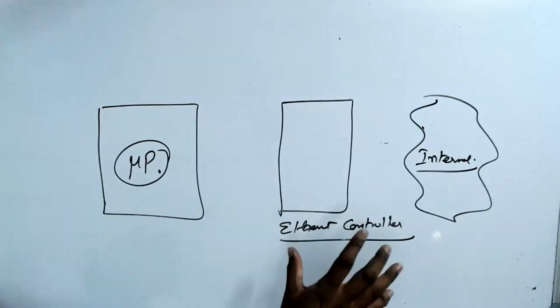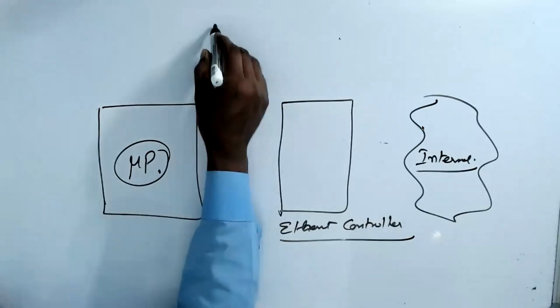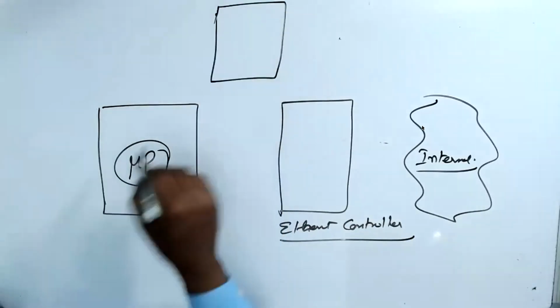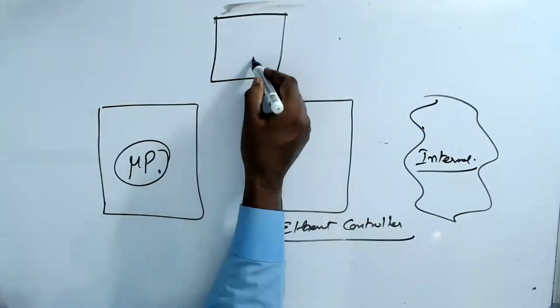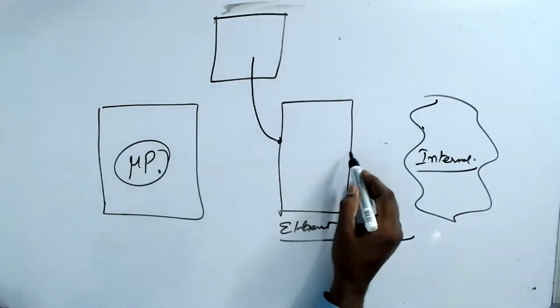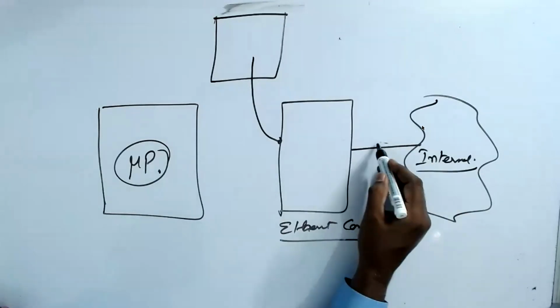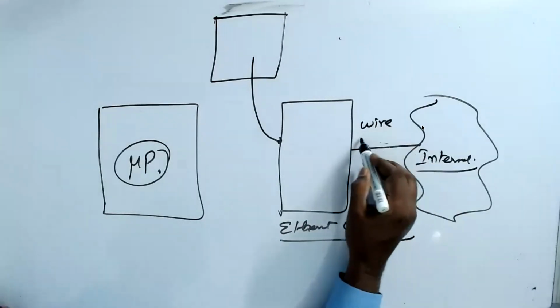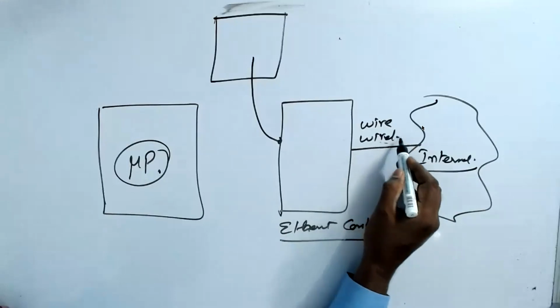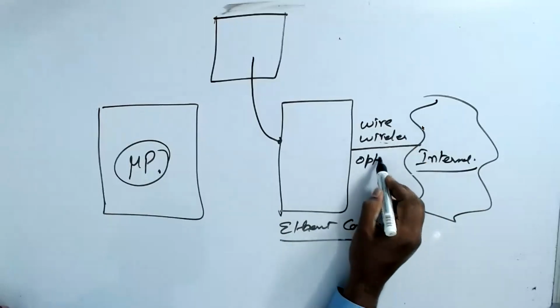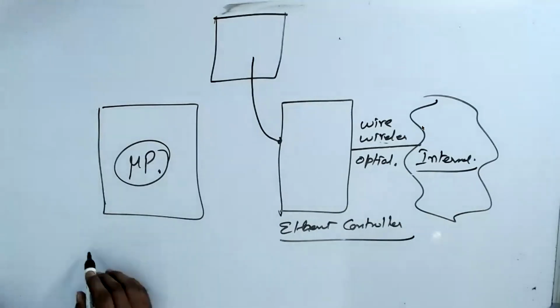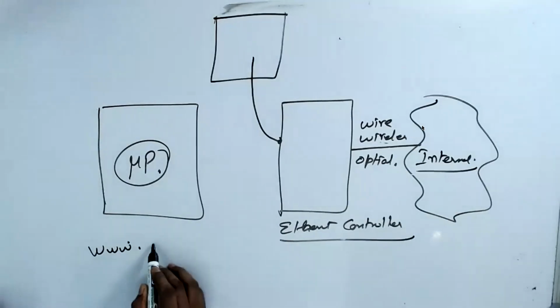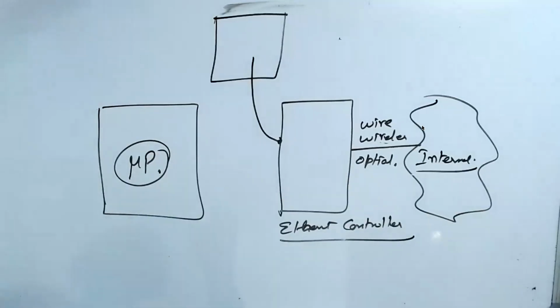Now, what the Ethernet controller will do is, from your memory, he will take the packet and send it through either wired or wireless or optical. This is what is exactly happening. The moment you go and type www.microsoft.com, all these things are happening. So please understand, this is the real world.